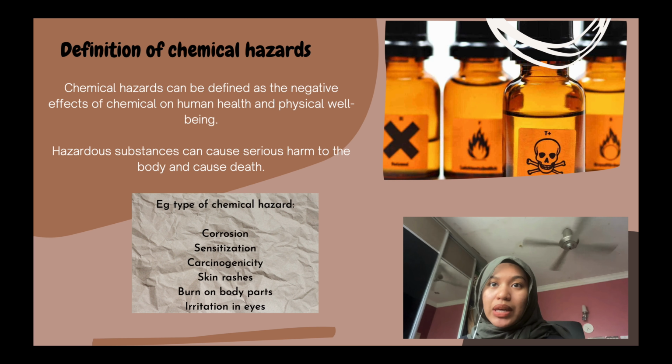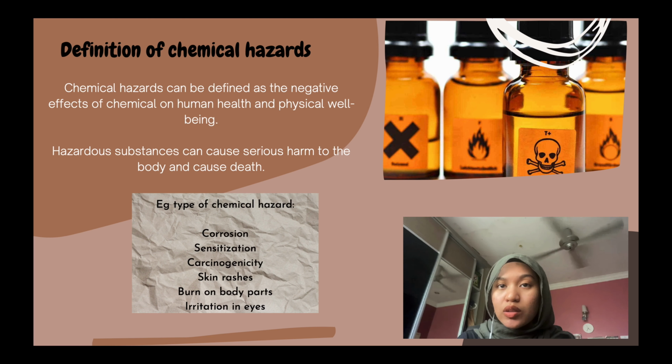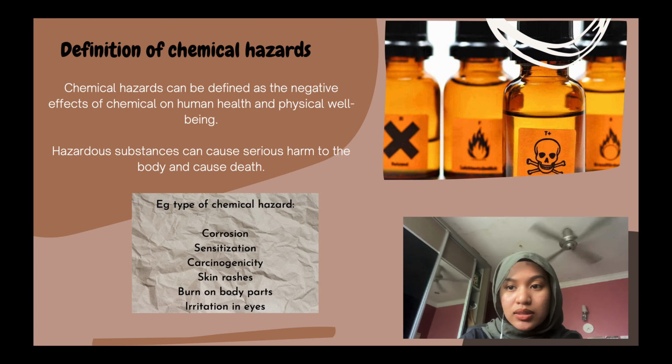Moreover, chemical hazard can be defined as the negative effect of chemicals on human health and physical well-being. Hazardous substances can cause serious harm to the body and cause death. For example, the types of chemical hazard are corrosion, sensitization, carcinogenicity, skin rashes, burns on body parts, and the last one is irritation of the eyes.